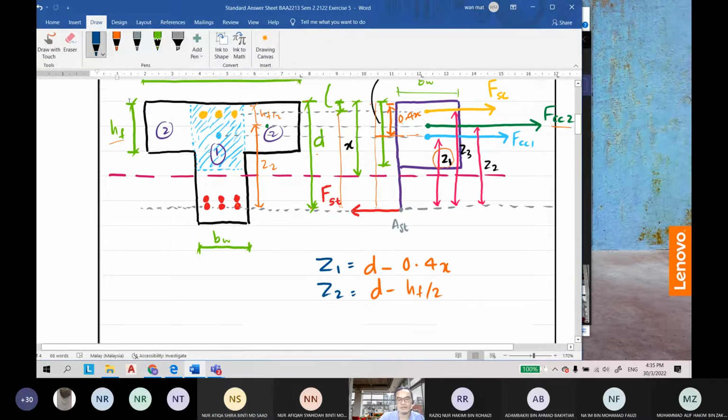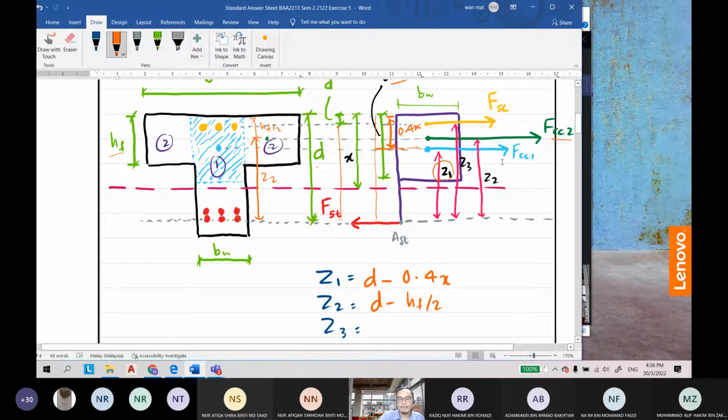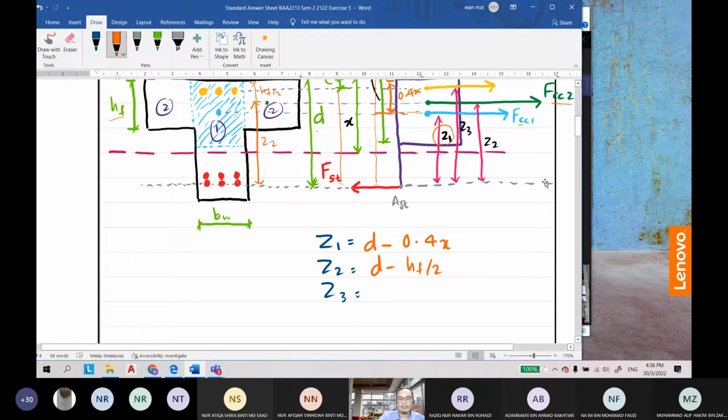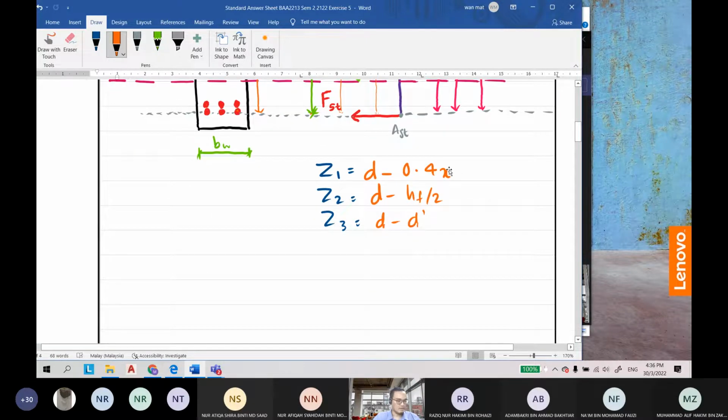This is very important. You must be able to imagine this concept. If in the final exam we give you a question with a hollow section here, then for the value of FCC1 you must subtract the hollow section. That's the concept. D minus D prime. We will take a look at that example later, maybe 2 or 3 weeks before the final exam.